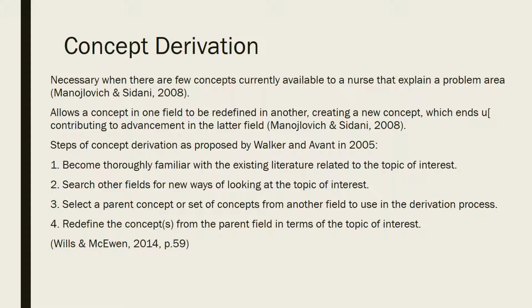The steps of concept derivation as proposed by Walker and Avent in 2005: first off, to become thoroughly familiar with existing literature related to the topic; second, search other fields for new ways of looking at the topic; third, select a parent concept or set of concepts from another field to use in the derivation process; and 4, redefine the concepts from the parent field in terms of the topic of interest. And that's from Wills and McEwen as well.